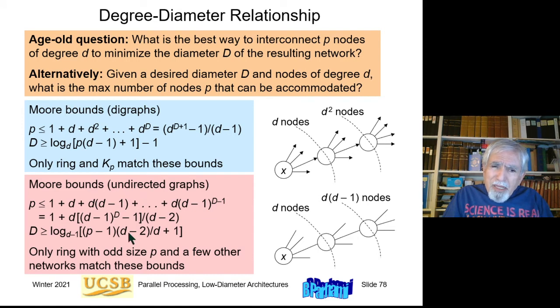Again, undirected graphs that are Moore graphs are only these: a ring with odd size p. So for example, a 5-node ring is a Moore graph because its diameter 2 matches this bound. A 6-node ring is not. Even size rings are not Moore graphs. Okay, and a few other networks that I won't discuss here.